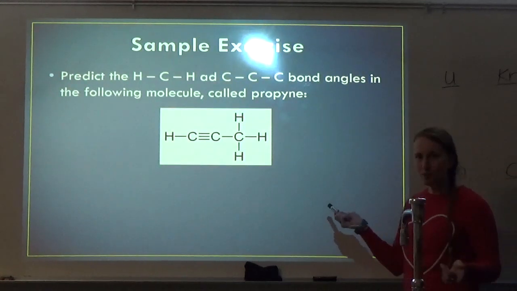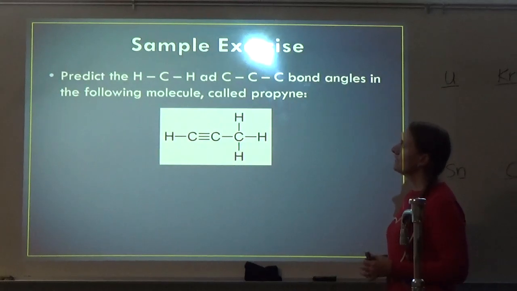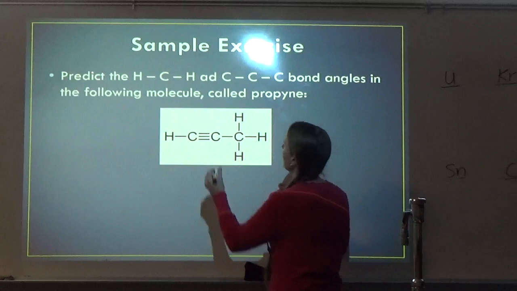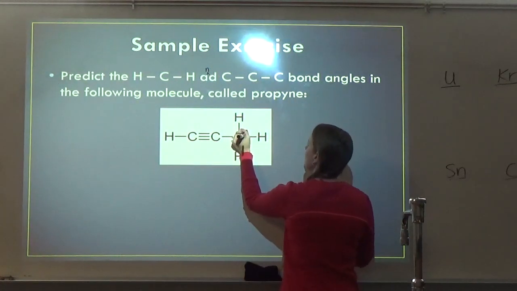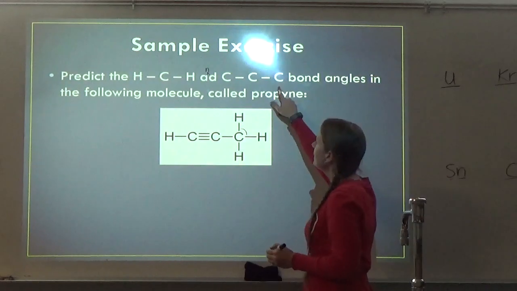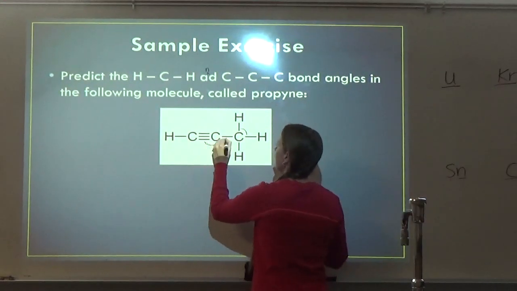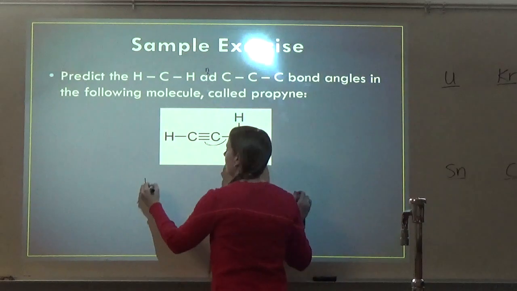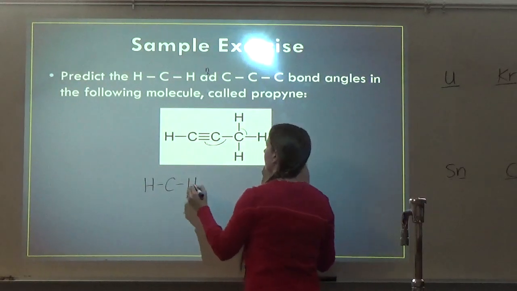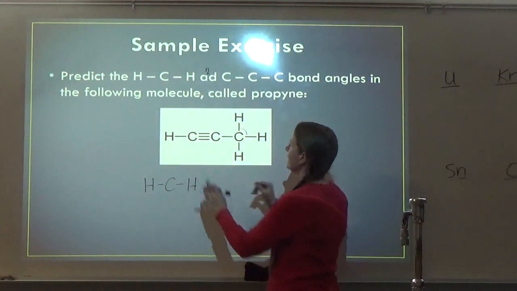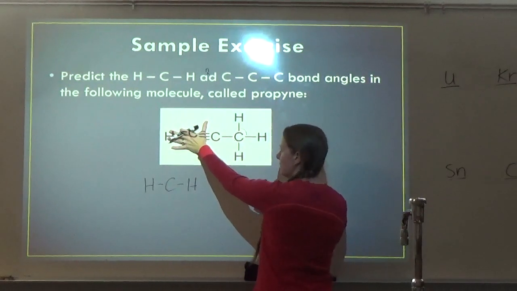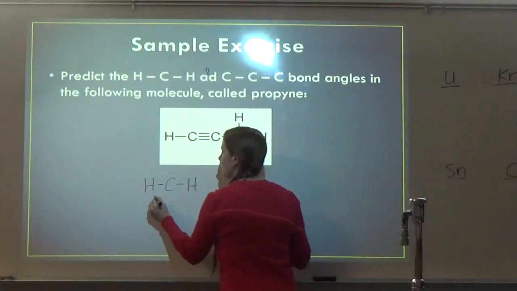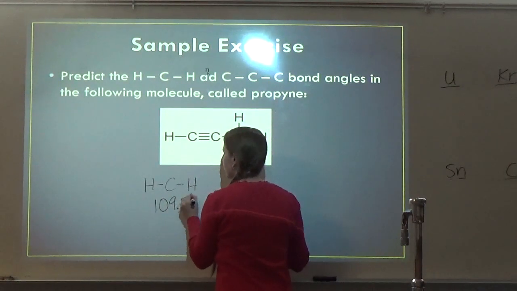Alright, so you try this one. I'll assume you've done it and we'll look at it together. It says predict the HCH, that should say and. Forgot my end there. So we're looking at this bond right here and the CCC bond. So let's do the HCH bond first. All I do here, we'll erase this, is I'll look at this part. So C is surrounded by 4 domains. So that's tetrahedral. So we're looking at about 109.5 degrees.